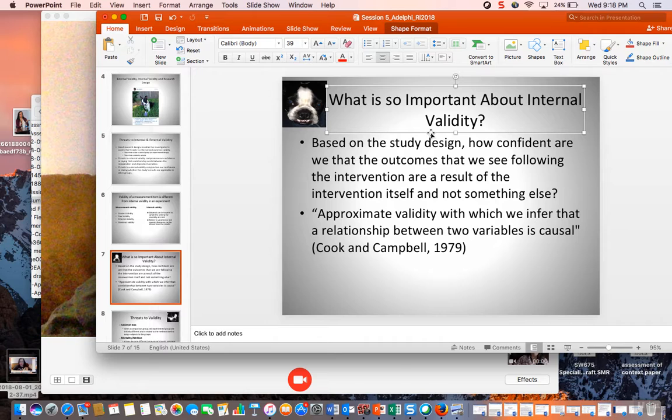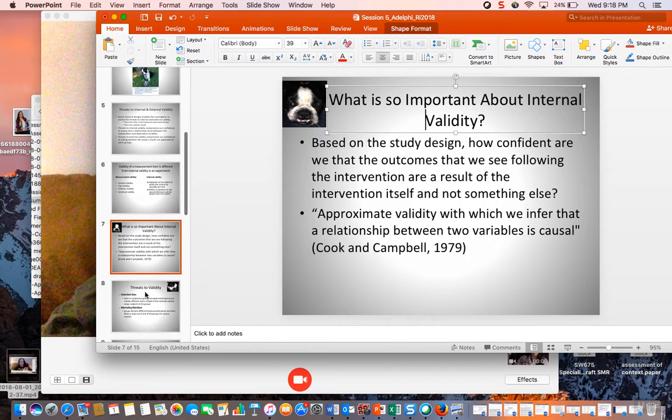So what is so important about internal validity? Based on the study design, how confident are we that the outcomes we see following the intervention are a result of that intervention and not something else? Okay, again, the approximate validity with which we infer that a relationship between those variables is possibly causal.